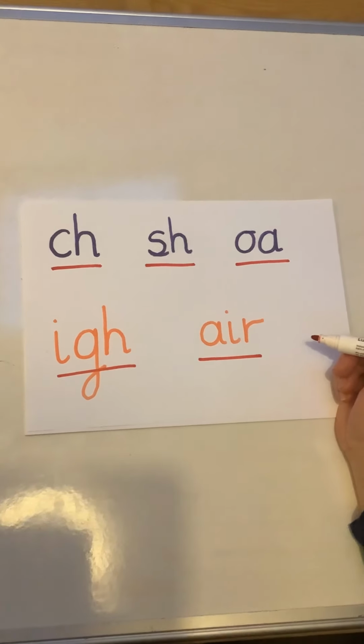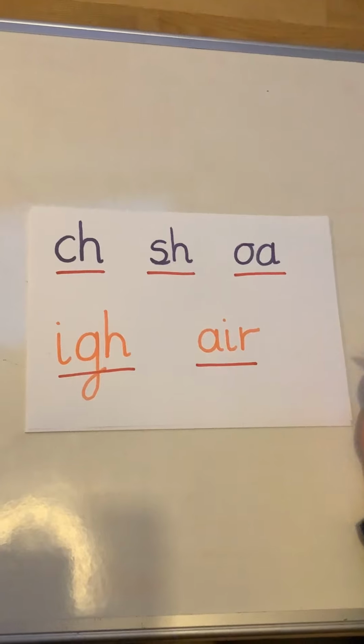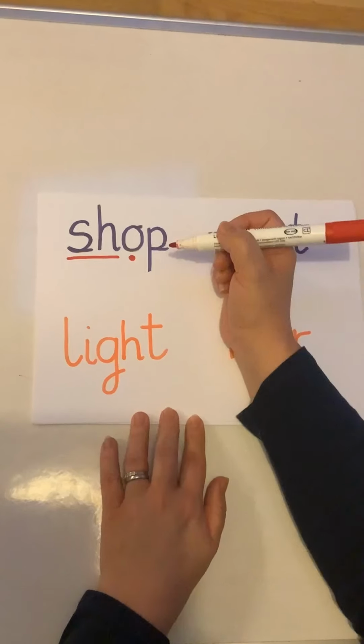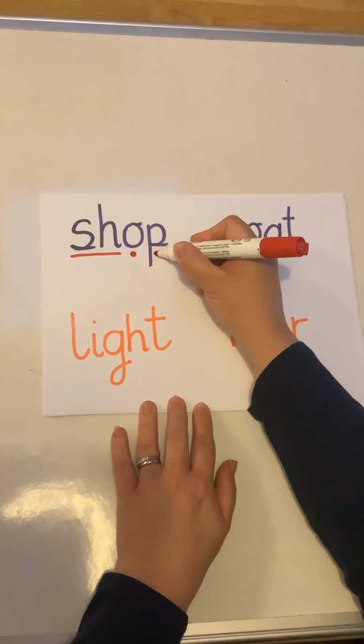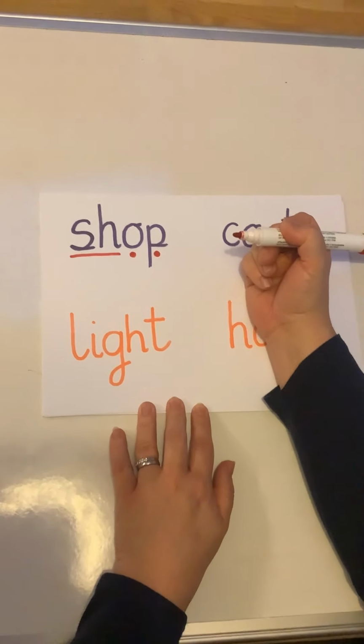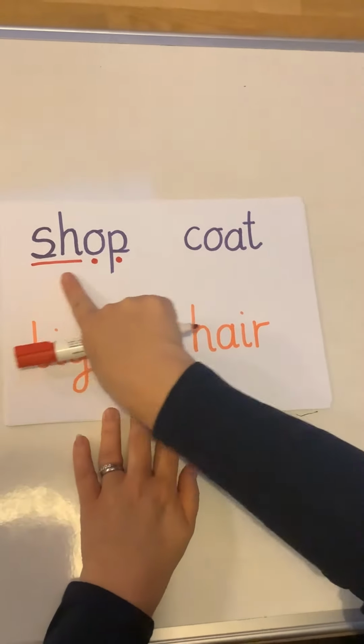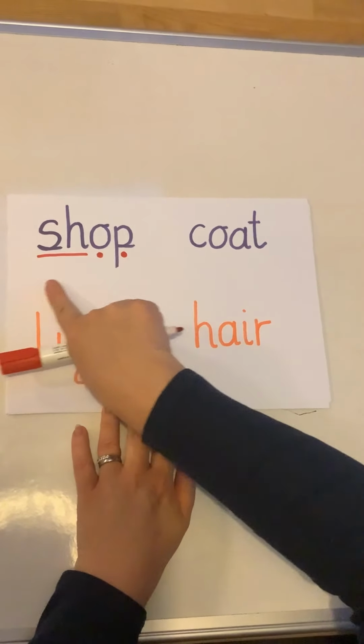And that's why we call our sound buttons sausage and beans. And then we add the beans for the single letter sounds. So we read the word sh, o, p, shop.